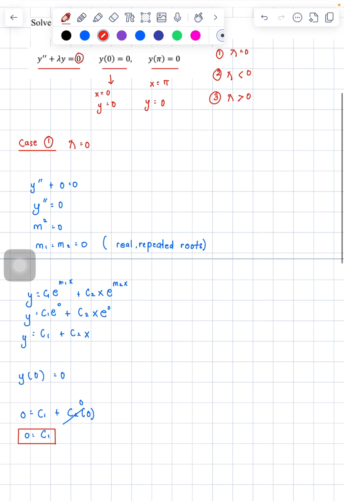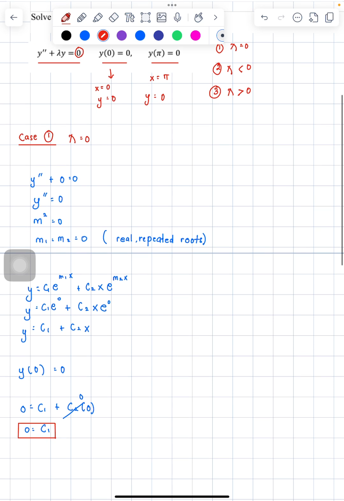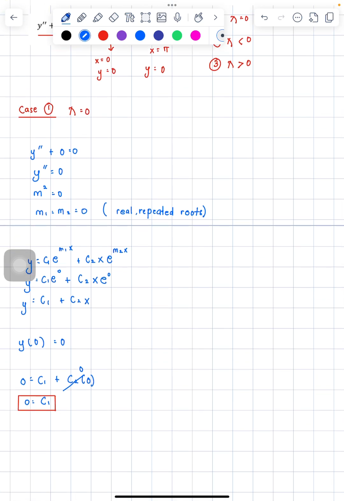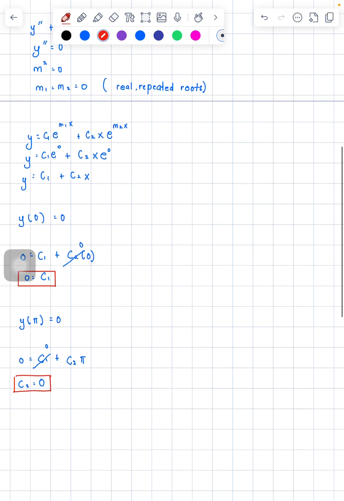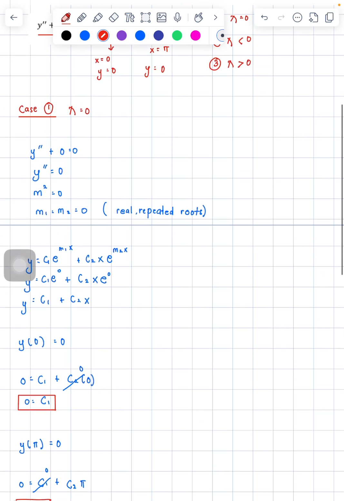Then the second value, y(pi) equals to 0. So we substitute x with pi. So 0 equals to C1 plus C2 pi. C1 we have 0, so C2 also equals to 0. So both our constants C1 and C2 are 0. So we have the trivial solution. Here we don't want the trivial solution, so we proceed with the second case.